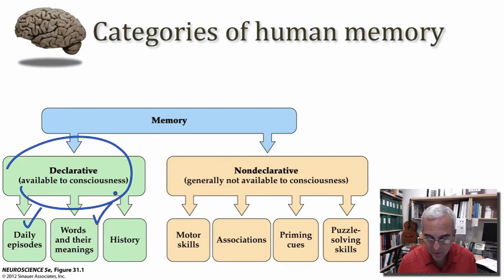So with declarative memory, we have access to our lexicon that allows us to report the content of that memory. It provides a personal history of our life events. So declarative memory, sometimes called episodic memory, is that memory for which we can declare its content. It reflects the daily episodes of our lives.